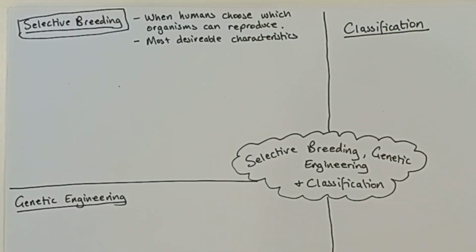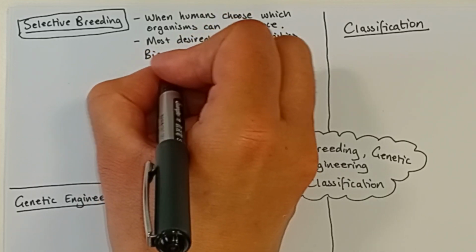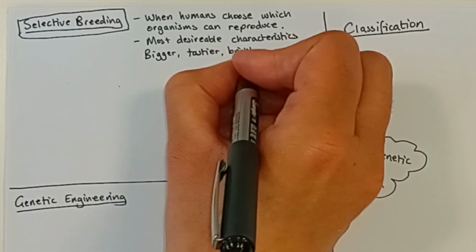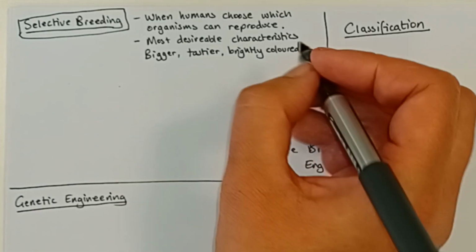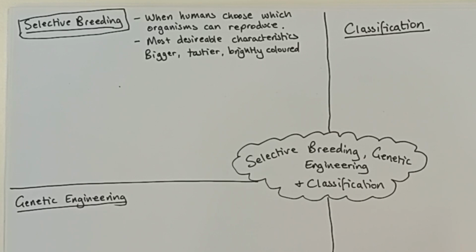In exam questions, we often have to give the characteristics that humans might find desirable. So things like bigger, tastier, brightly coloured fruit. And in terms of animals, it might be temperament. Okay, so you have to give the desirable characteristic. So basically, everything that we eat and all the animals that are domesticated, so that's farm animals and pet animals, have been selectively bred. And they've been selectively bred for a long time.